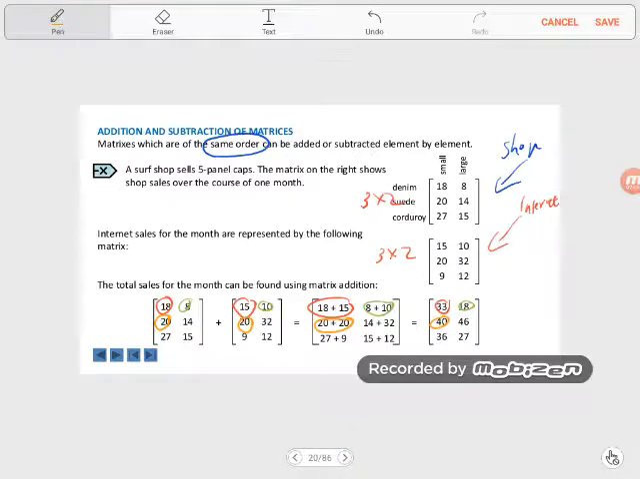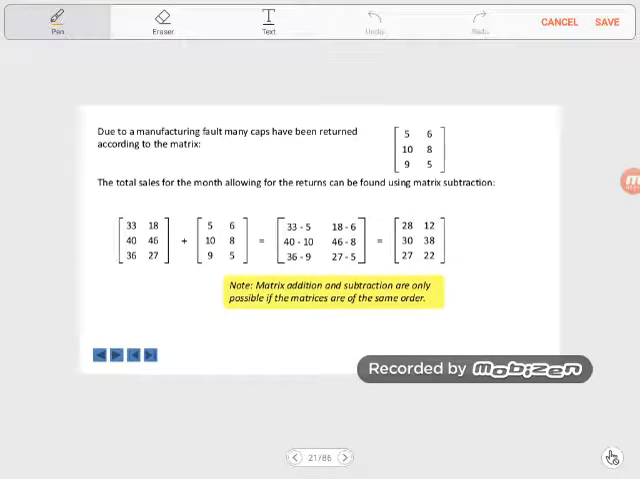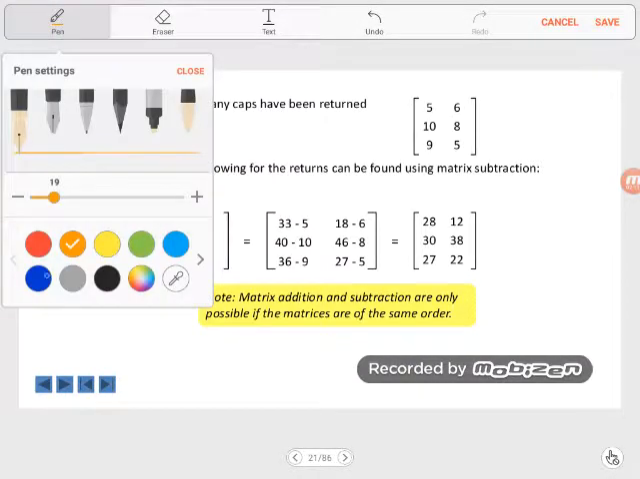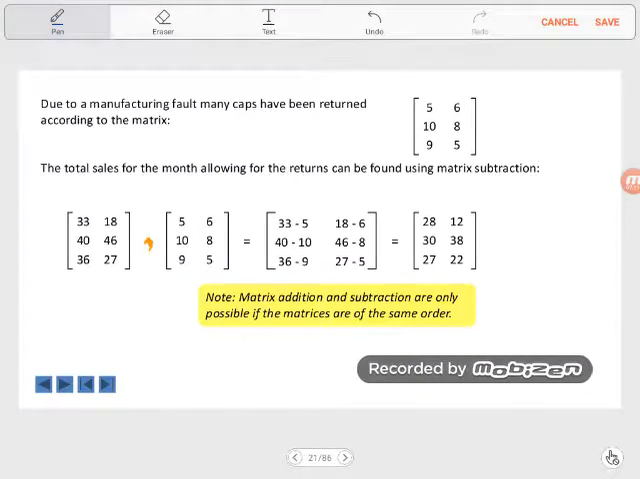Right, so that's how we do the adding of the matrices. It's really quite simple. So if we have a look at this one, there's a fault in the caps, and some have to be returned. Here's a matrix showing the returns. So here were the total sales. Now there's actually a mistake here. That should be a minus there. I was a little bit thrown by that. So we're going to subtract that off it because these caps didn't get sold. So this shows the matrix subtraction.